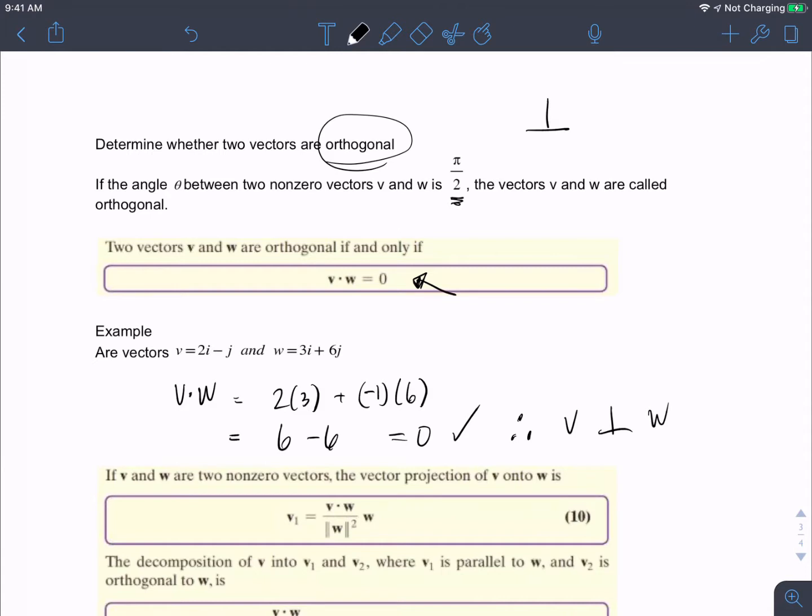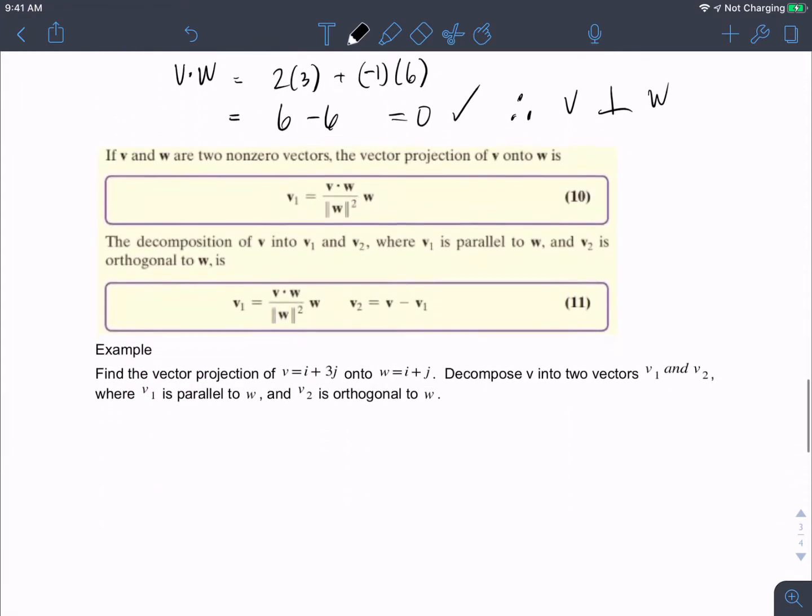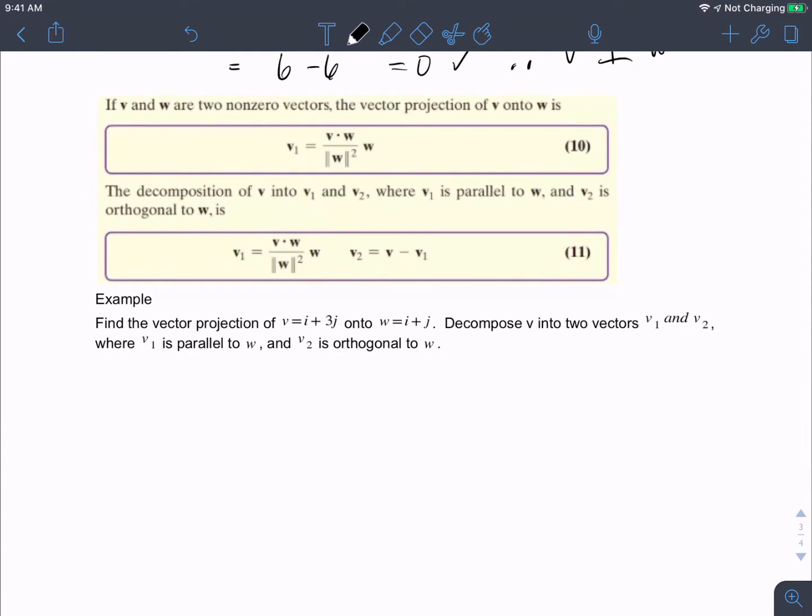Okay? Very cool. The next thing is when we're trying to project, we're going to use these two formulas to be able to do that. And so I'm going to use it to create vectors that map onto the other. So I'm going to get the two vectors that create a vector, and I'll show you how to do that right now in this example.